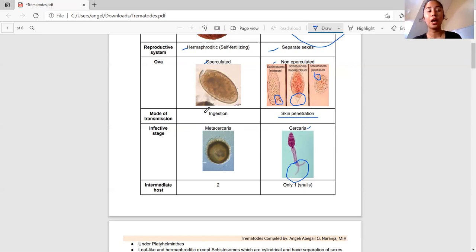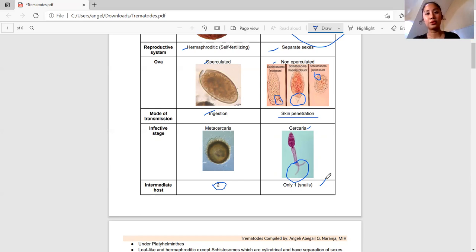However, for the monoecious flukes, mostly it's ingestion. The infective stage is the metacercaria. For the intermediate hosts, the first one is always a snail, and the second can vary. For schistosomes, it's the snail. So one way of controlling blood flukes is controlling the snails. But according to WHO, the accepted way to control schistosomes and trematodes is praziquantel mass chemotherapy.